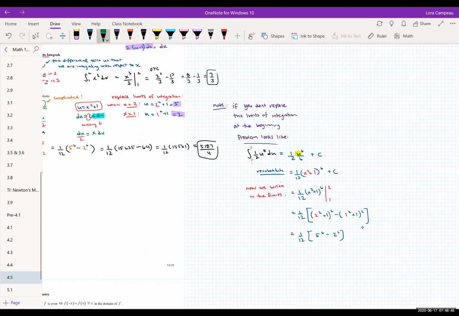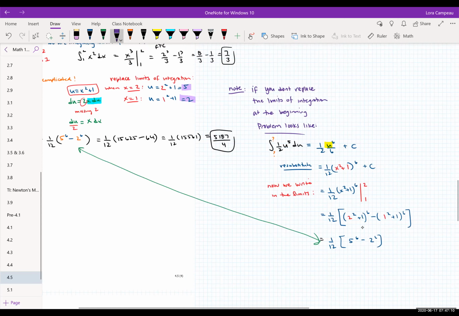Just as we suspected. Well, maybe I zoomed in way too far away, but you end up getting the same problem. So whether you do this at the beginning or the end, it's still going to affect it. So the answer still ends up being 5187 over 4 eventually. So do what you feel is more comfortable for you.